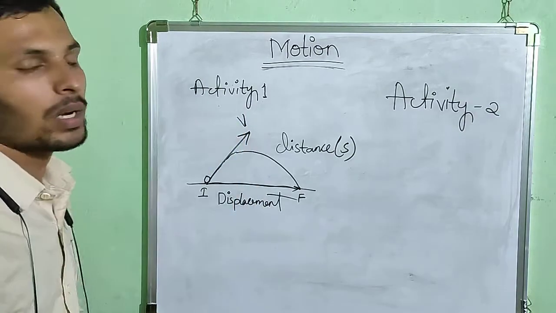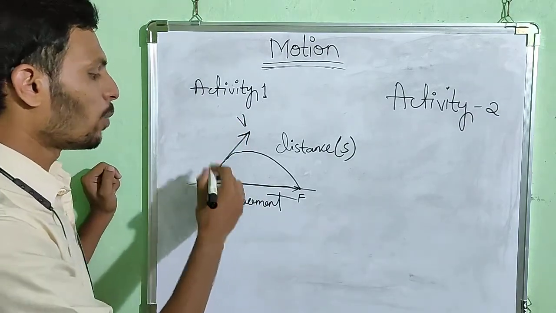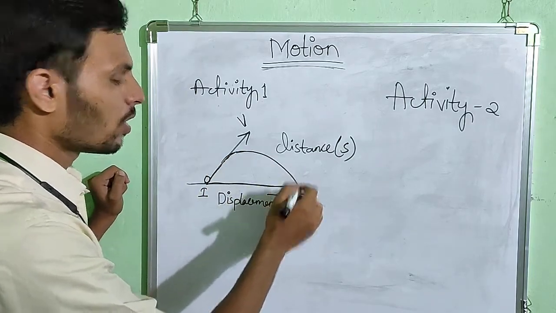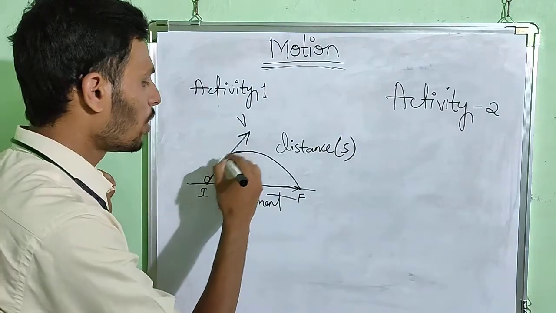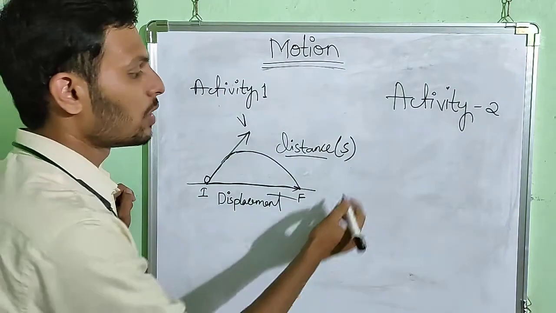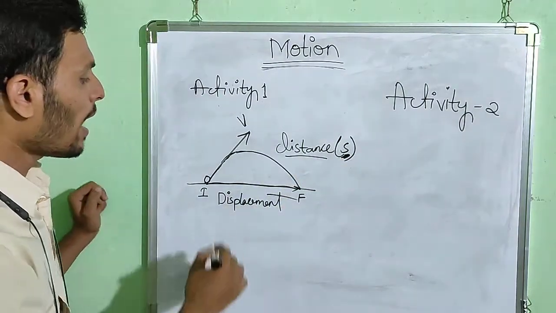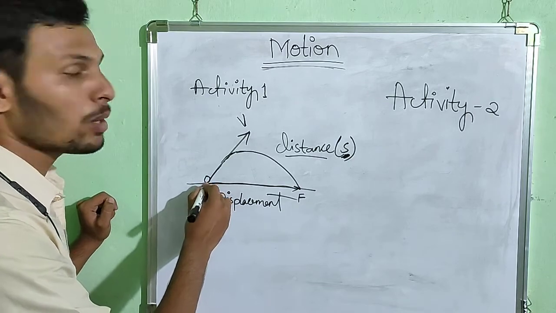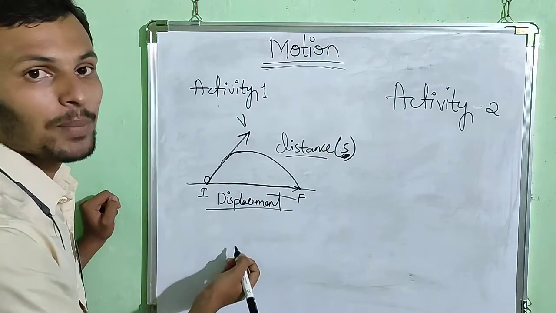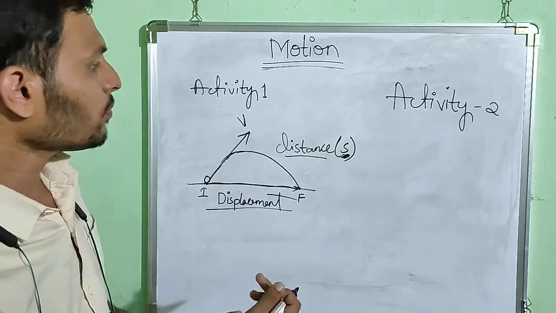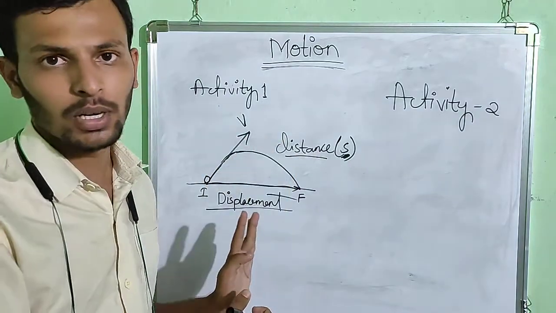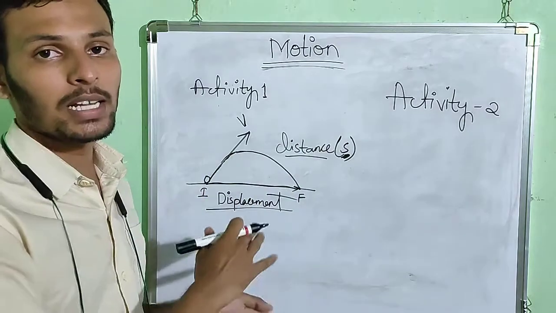So this is activity 1, where if I throw a ball, it curves down and falls on the ground. The length covered by the ball is known as distance, which is denoted by S, and the shortest distance between the initial point and final point is known as displacement. This activity is to identify distance and displacement.